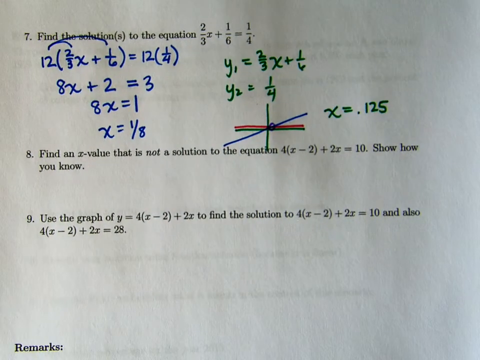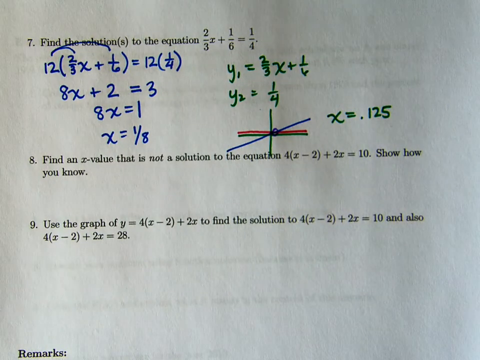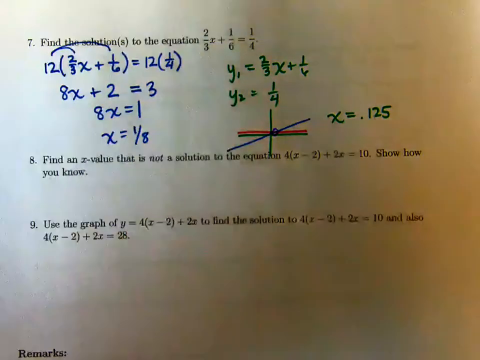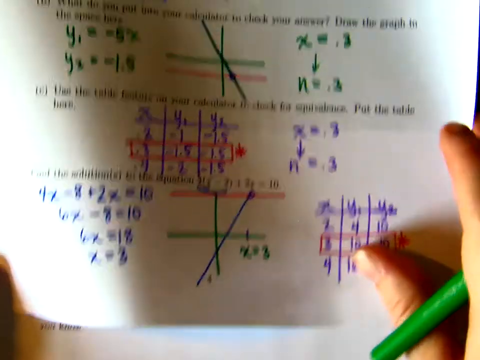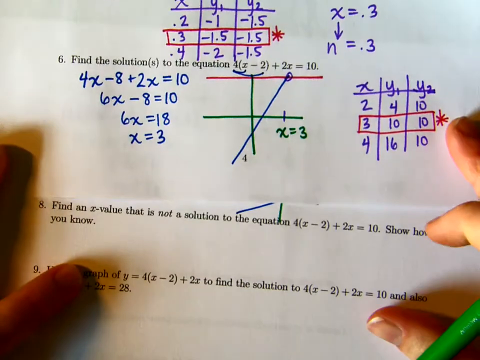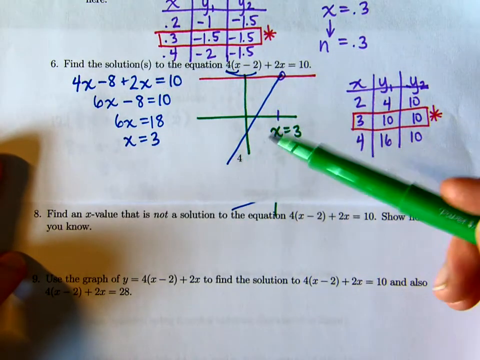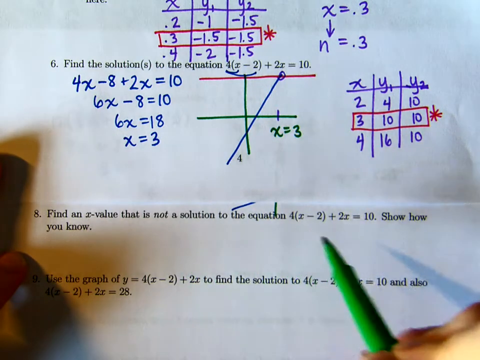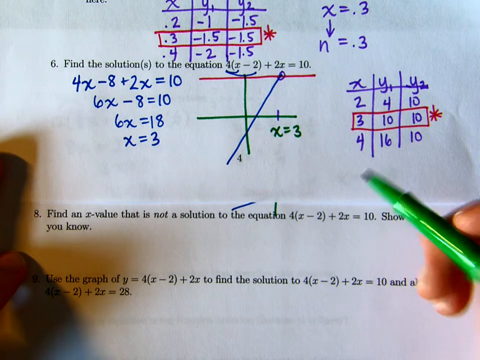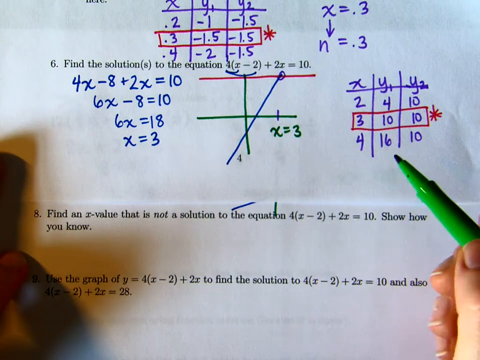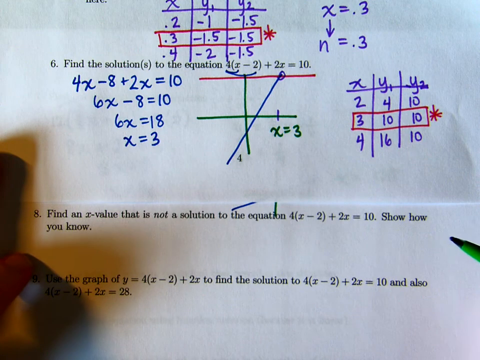Okay, find an x value that is not a solution to this equation. Go back to number 6. Because those look like the same problem, am I right? Let's see if we can line these up and see if they're identical problems. Yeah, they are, except this one said find the solution or solutions to this equation, and we did. But it says here, find one that's not. Well, look, 2 is not, 4 is not, because we didn't get the equals. So I can actually quickly use the table that I did in number 6 to find a non-solution.